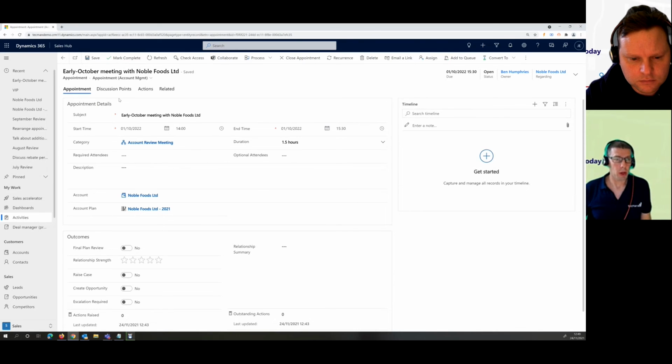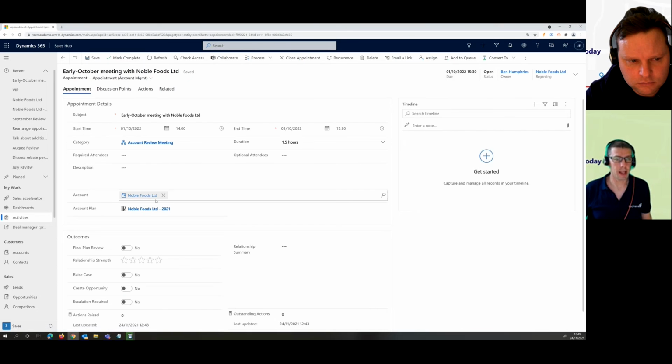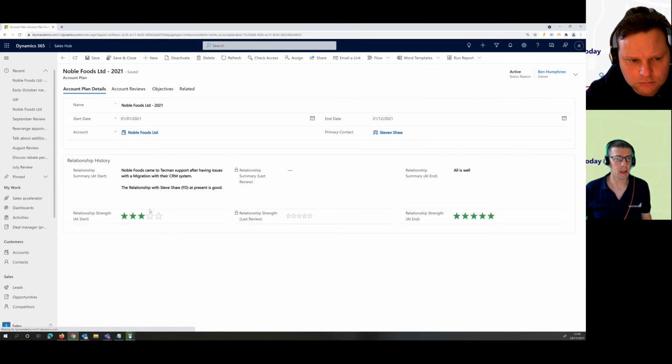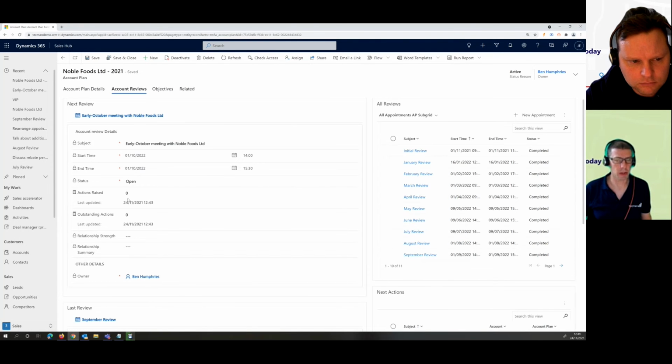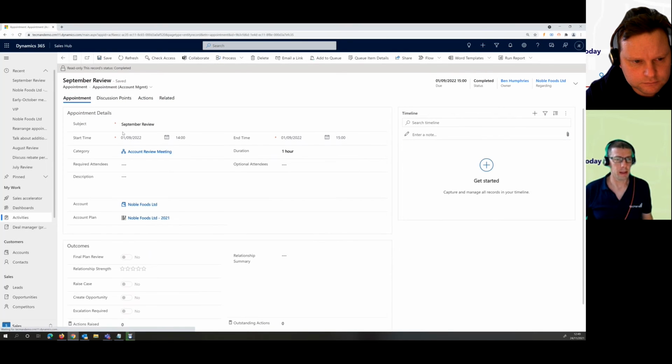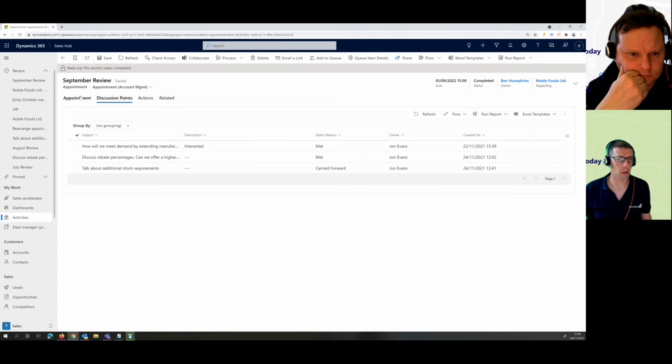As those come through, we can specify whatever criteria we need, quite simply by setting that up. From the previous one, there was one discussion point open. If we have a look at the discussion points, the one that was not met is there. To show you how that's translated, if we go back to that account plan and look at our reviews, it's updated the next one to early October and moved the September one to the last review. If somebody goes in and looks at those reviews, they can see that 2 of them were completed and 1 was carried forward about the stock requirements.